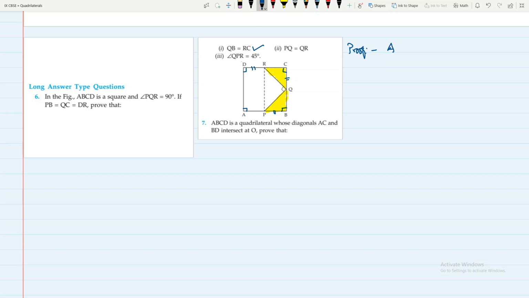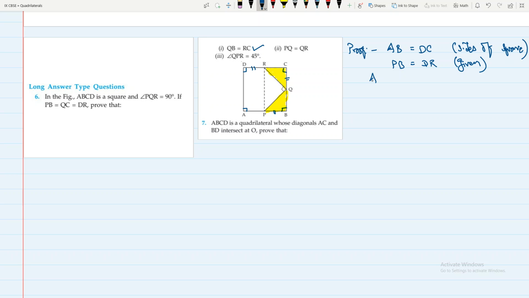See how. Can I say that AB is equal to DC? AB is equal to DC. Sides of a square. Square की sides हैं, right? अच्छा. Can I say that PB is equal to DR? PB is equal to DR. Yes, sir. Why? Given. PB is equal to DR तो given है. PB is equal to QC is equal to DR.